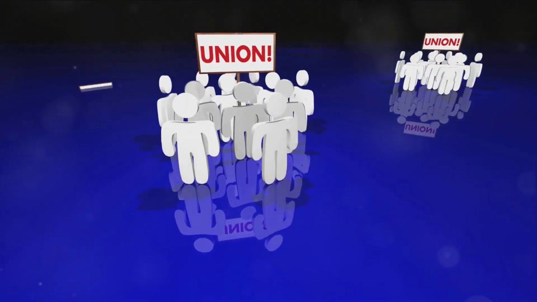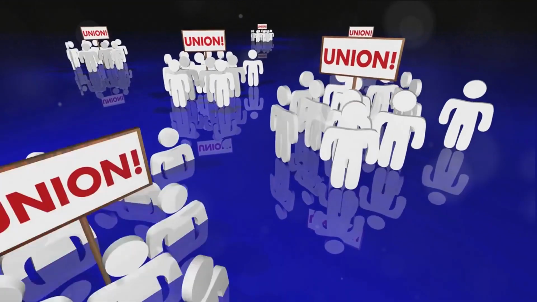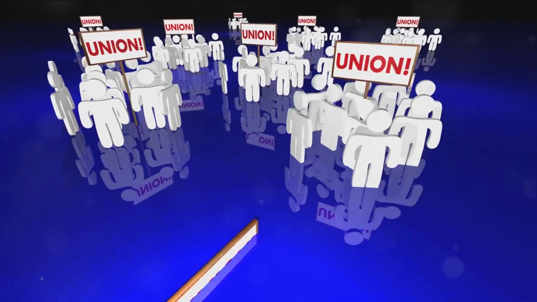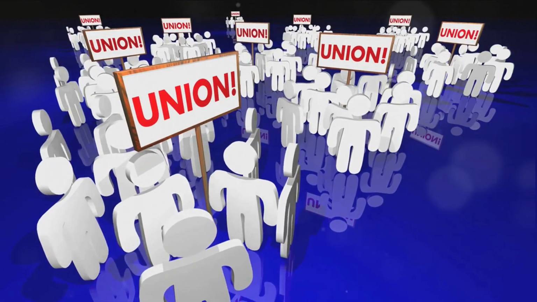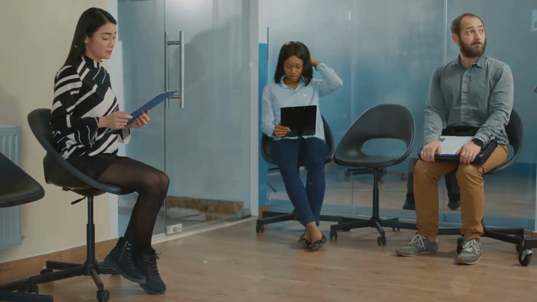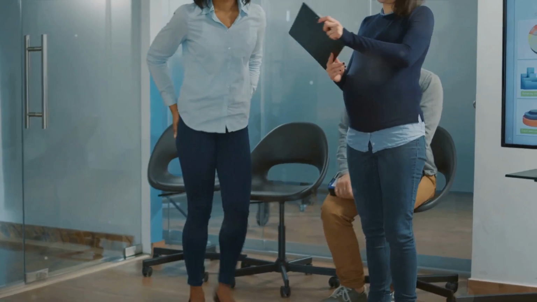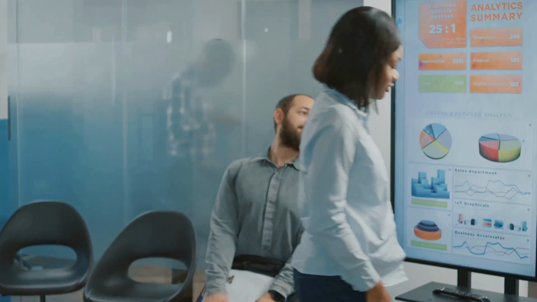This often involves educating co-workers about the benefits of joining a union, addressing concerns, and gathering signatures to petition for a union representation election. If sufficient support is gathered, employees may file a petition with the appropriate labor relations board or agency to request a representation election.